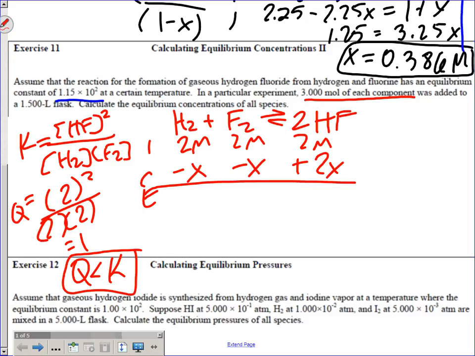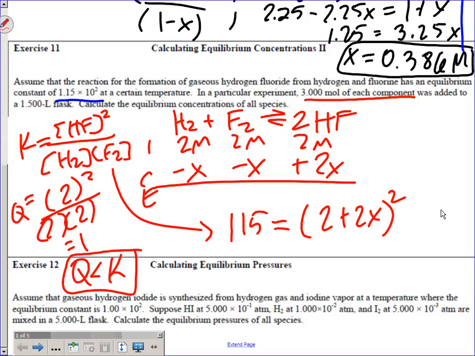And so in the end, we're going to have actually still a perfect square because we have squared for our product here. But when I plug it into my K expression, 115 is equal to (2 plus 2x) squared for my product over (2 minus x) squared for my reactants. You'll still do a perfect square. You'll still rearrange algebraically and solve for x. Give me a 2 thumbs up if you're okay with the finalization of that math. Okay, cool. Most of us are good there.